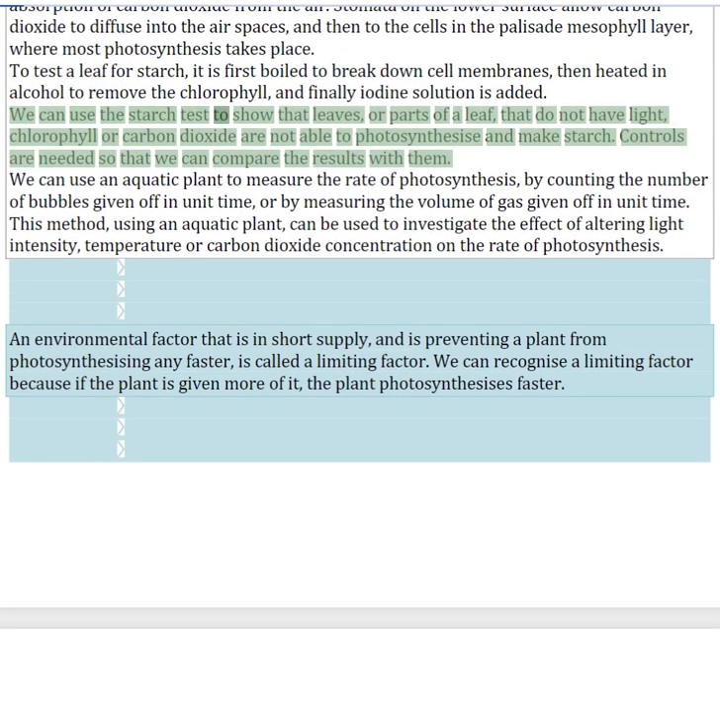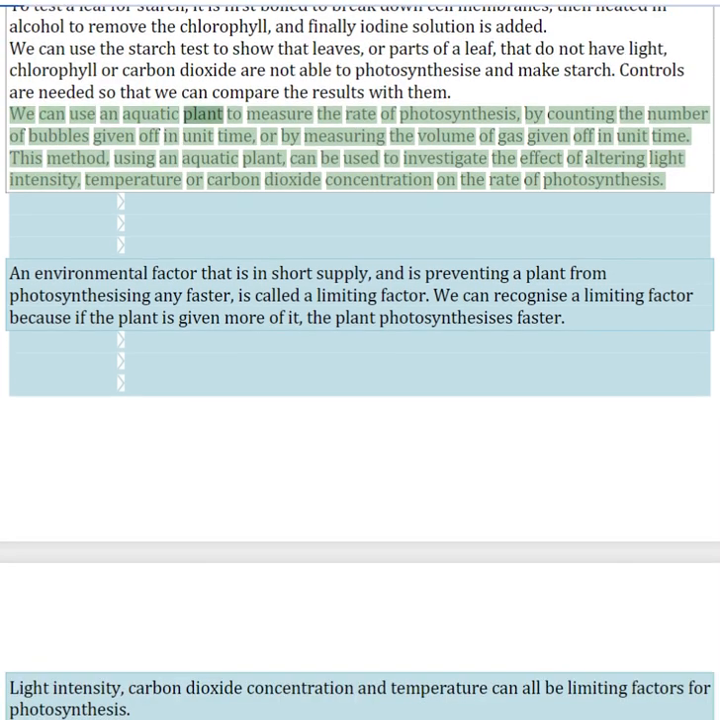We can use the starch test to show that leaves, or parts of a leaf, that do not have light, chlorophyll or carbon dioxide are not able to photosynthesize and make starch. Controls are needed so that we can compare the results with them. We can use an aquatic plant to measure the rate of photosynthesis, by counting the number of bubbles given off in unit time, or by measuring the volume of gas given off in unit time. This method, using an aquatic plant, can be used to investigate the effect of altering light intensity, temperature or carbon dioxide concentration on the rate of photosynthesis.